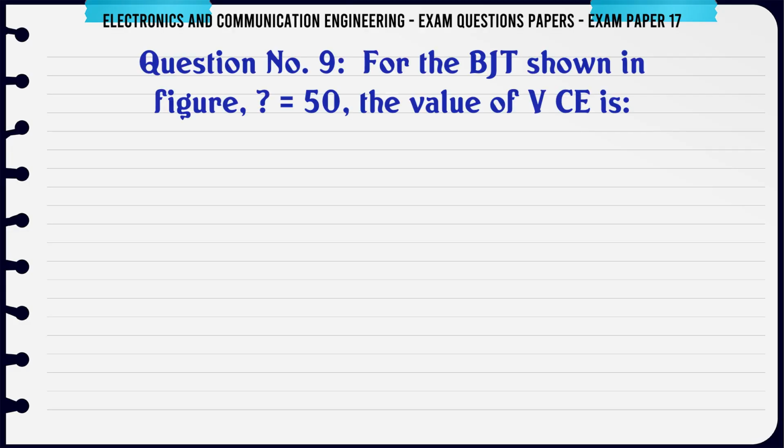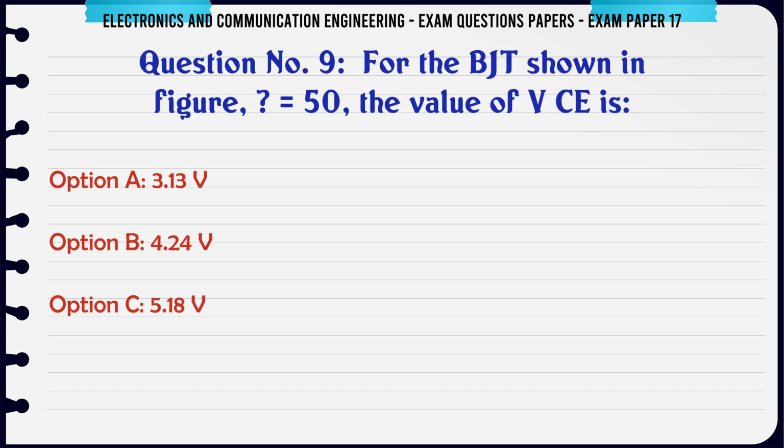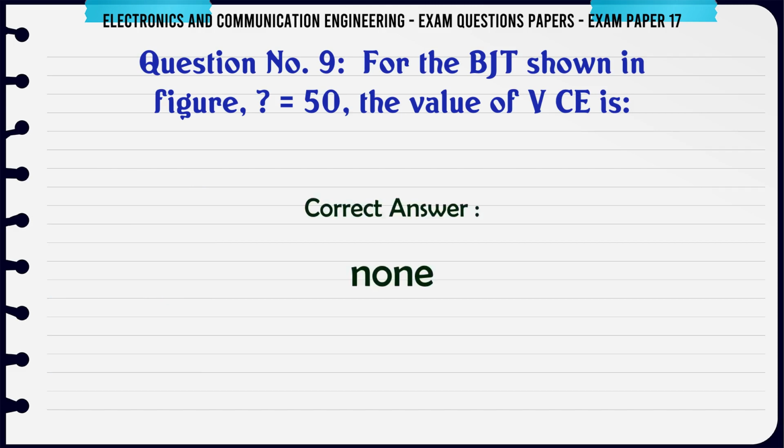For the BJT shown in figure 50, the value of VCE is A. 3.13 V. B. 4.24 V. C. 5.18 V. D. None. The correct answer is none.